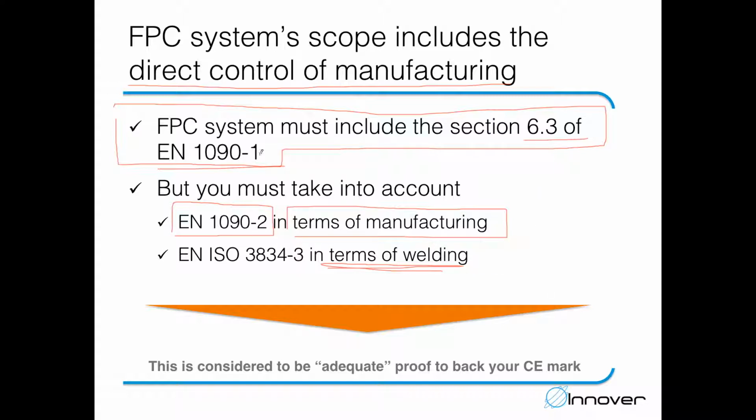And if you have a documented FPC system based on 6.3, taking into account 1090-2 and ISO 3834 in terms of welding, you are considered to have adequate proof to back up your CE marking. So you can actually prove that all the butt welds that you have made don't form the weak point in the structure. So you can declare that if this is S355, I'm sorry for my handwriting again, and this is S355, this whole structure will also be S355, and this weld here doesn't form a weak point, or these affected areas don't form a weak point, and so on.